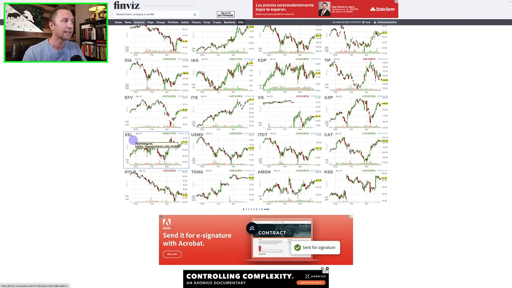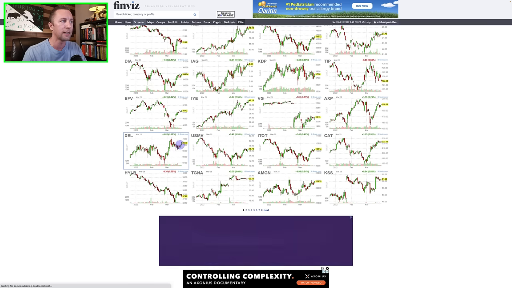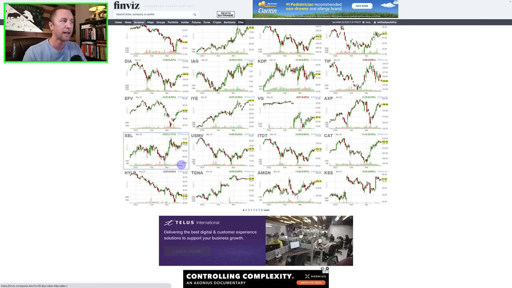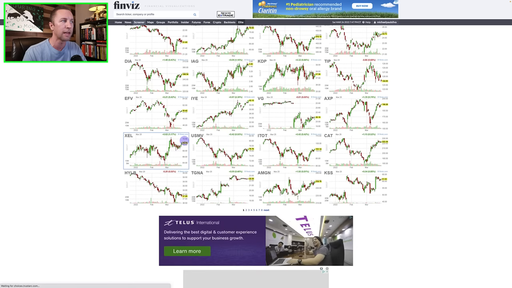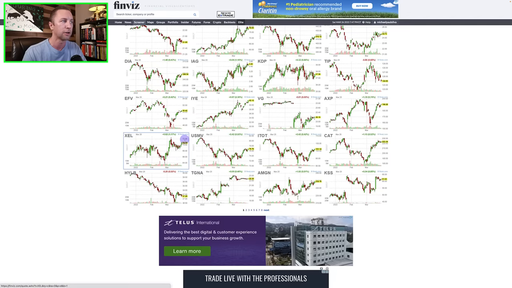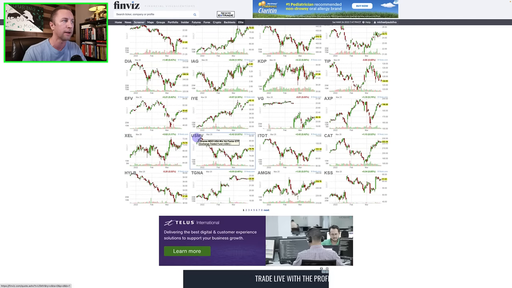This one right here is XEL. This is a utility stock here. You can see it went up and now it's consolidating, breaking out of a bull flag, but volume hasn't entered in yet. So this could indicate that we have some more upside as well if it starts pressing higher. I like the risk to reward there.